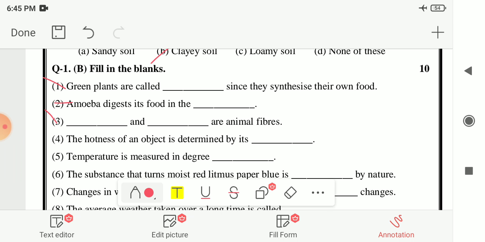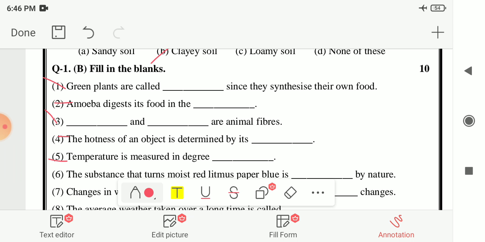Next is, blank and blank are animal fibers. So here you can write wool and silk are the examples of the animal fibers. Next, fourth number, the hotness of an object is determined by its blank. So whether the object is hot or cold, we can determine it by its temperature. So here your answer is temperature.